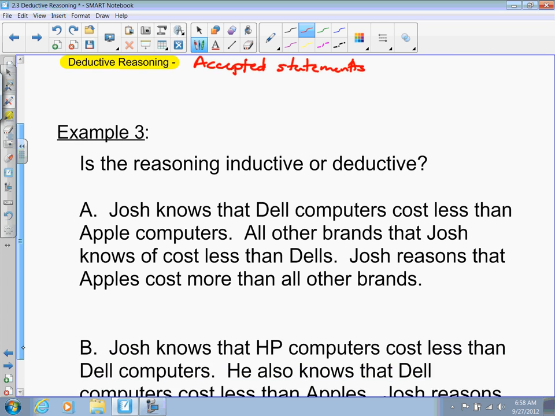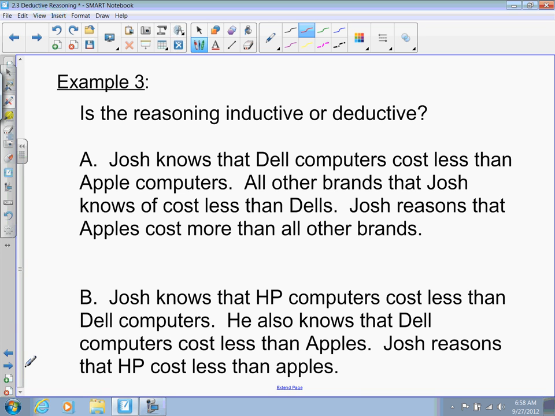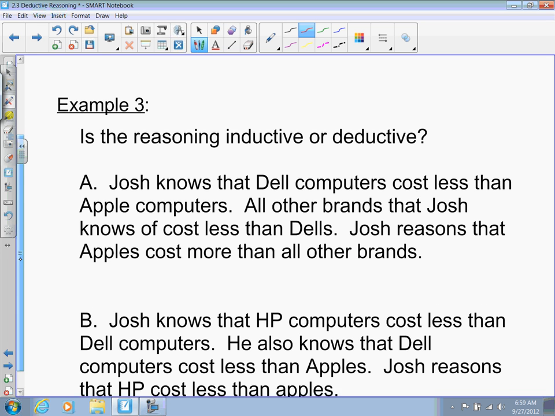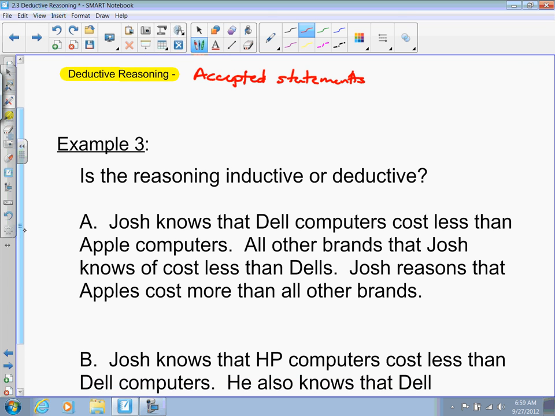So we'll get a little practice of seeing which is which here. Is this inductive reasoning or deductive? Josh knows that Dell computers cost less than Apple computers. All other brands that Josh knows of cost less than Dell's. Josh reasons that Apple's cost more than all other computers. Did he do this off of accepted statements or looking at patterns? It looks to me like he did accepted statements, which would be your deductive reasoning.